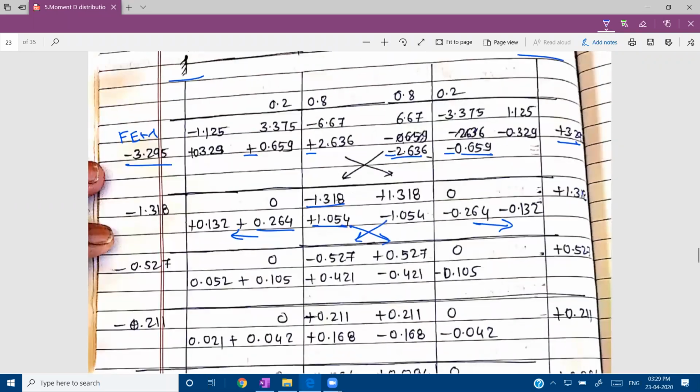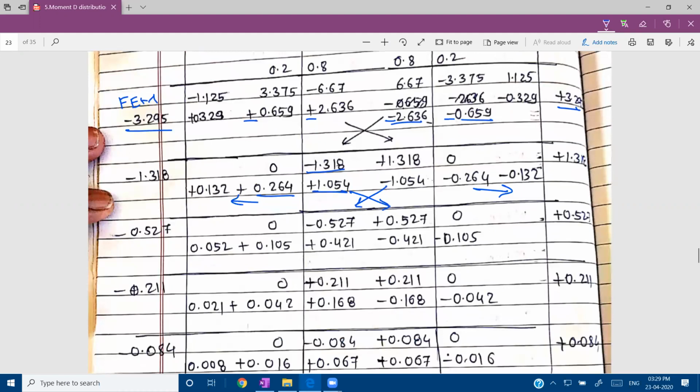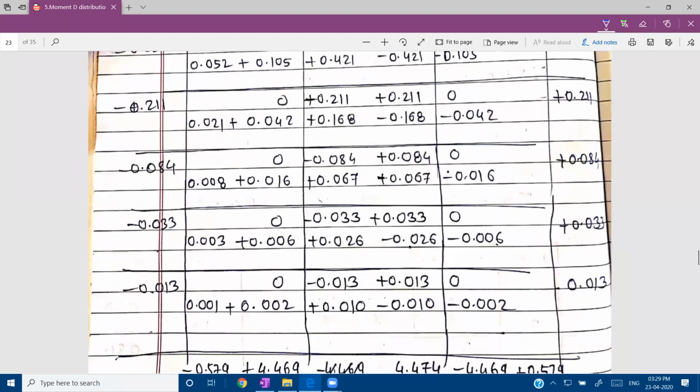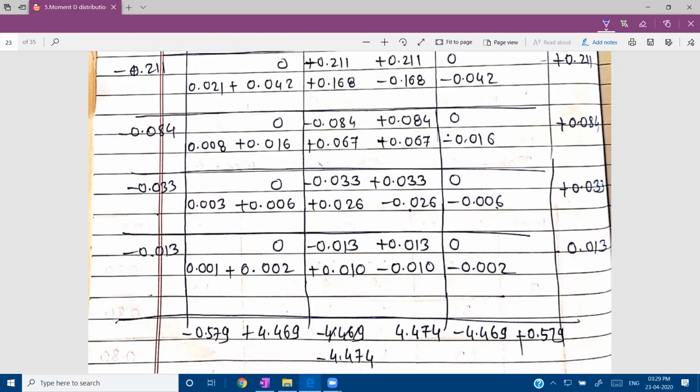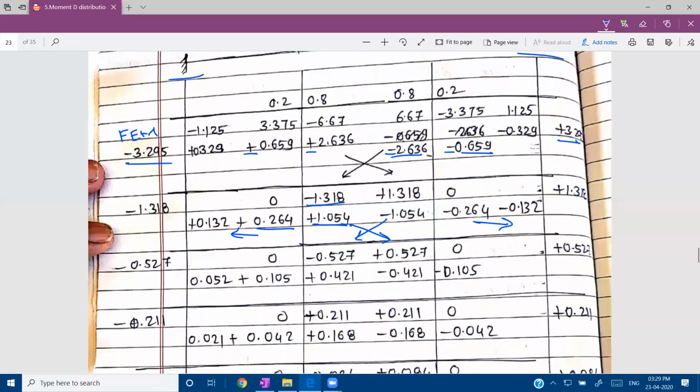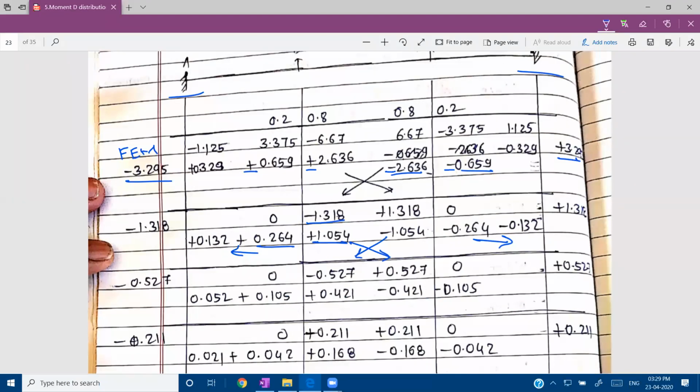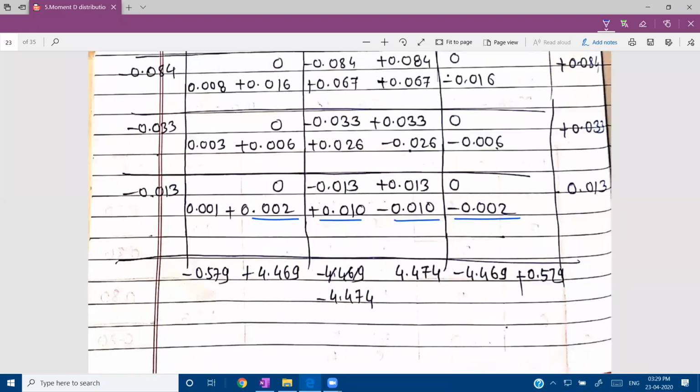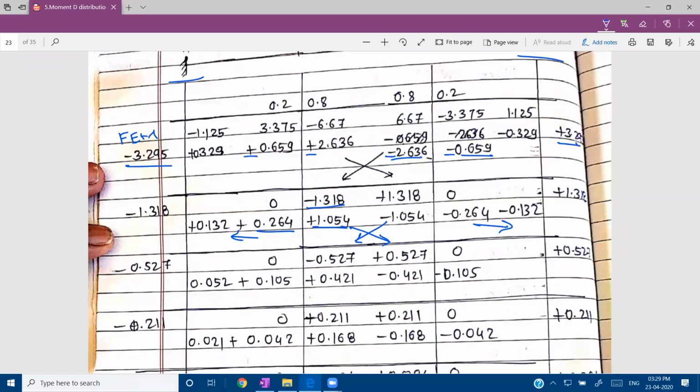So from this point onwards, just like what we have seen yesterday, the problem is solved, and we stop at the point where the corrections on both sides are nearly equal to 0. So here the correction is 0.002, here 0.001, here 0.01, here also 0.002. From the step of end correction, if you take vertical summation, you get the final moment value, but here the end correction step is not applied. So right from this FEM we have to take vertical summation.